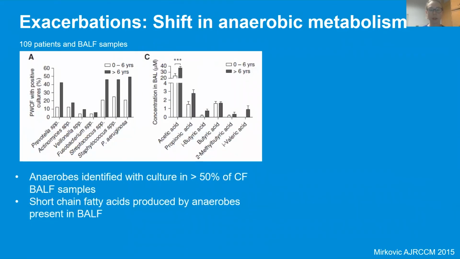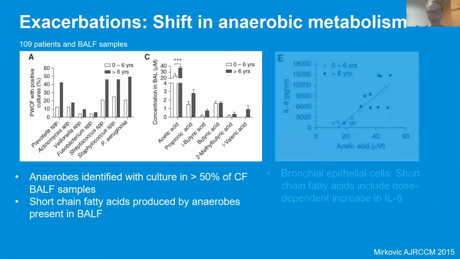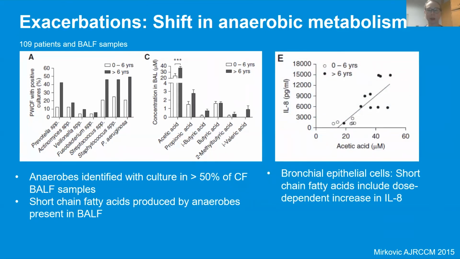Finally, in this study of 109 bronchoalveolar lavage fluid samples, anaerobes were identified in the majority of BAL samples, and based on gas chromatography, were all associated with detectable levels of the short-chain fatty acids shown here in figure C, with higher levels overall seen in the BAL fluid of older children and adults, shown with the black bars. The investigators then used a bronchial epithelial cell model to demonstrate a dose-dependent increase in IL-8 production with short-chain fatty acids, including acetic acid shown here.